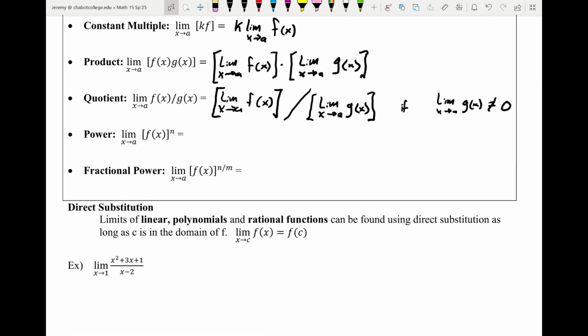Okay, the power rule. This one allows us to, if we are taking the limit, and really all this stuff is inside of this limit here, we are allowed to take that exponent and bring it on the outside of the limit. So this is the same as the limit as x approaches a of f of x, all to the power of n.